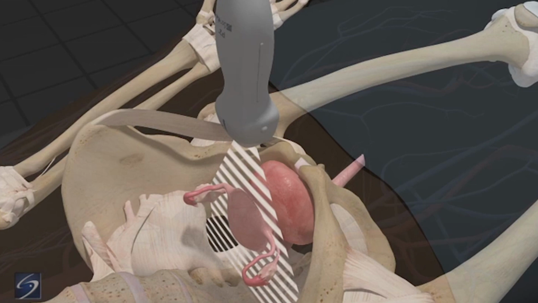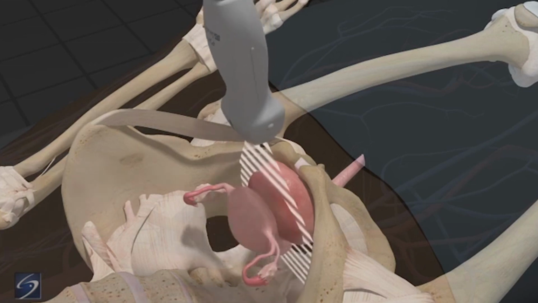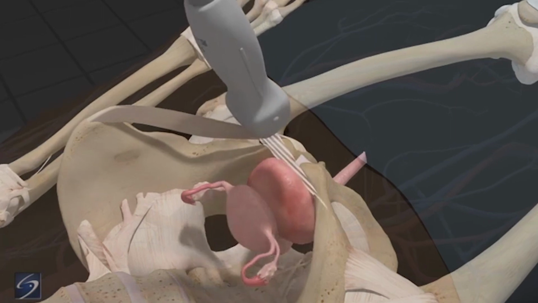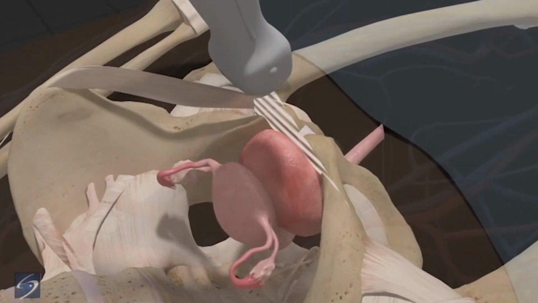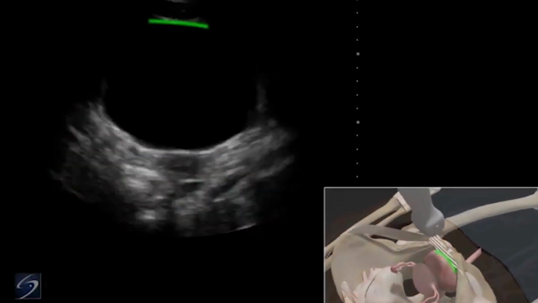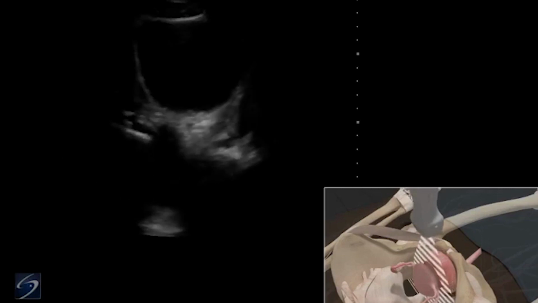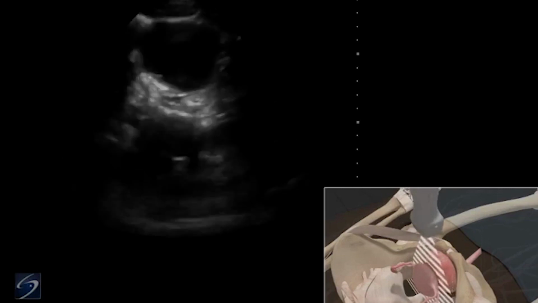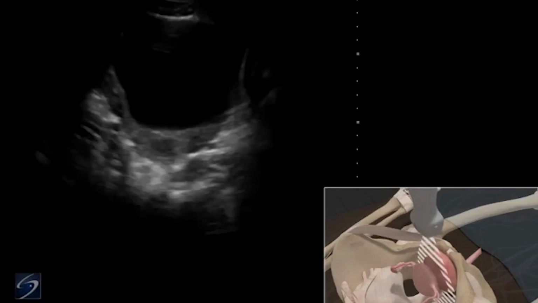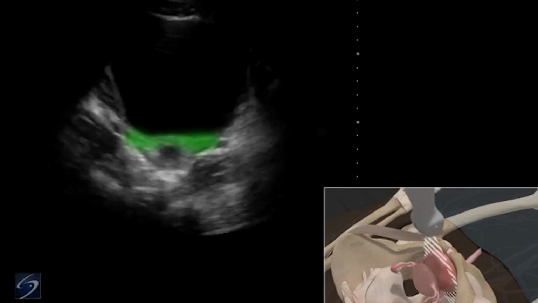To visualize the bladder, angle the transducer inferiorly into the pelvis. If it is difficult to visualize the bladder, slide to the left or right of the symphysis pubis to bring the bladder into view. To evaluate the pelvis for free fluid, sweep the transducer from an inferior to superior position. Fluid will appear hypoechoic or anechoic and accumulate posterior to the bladder, posterior to the uterus, and between loops of bowel.